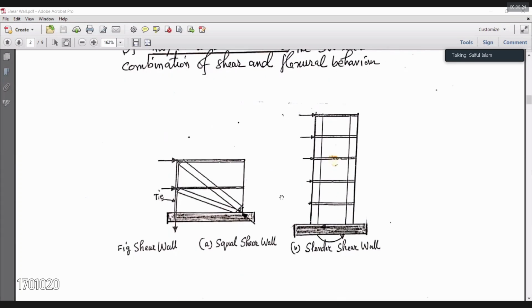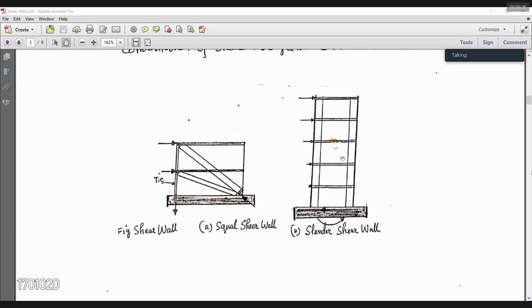Now here is the figure: this is the squat or short shear wall, and this is the figure for your slender or long shear wall. If the load is acting in this direction, an overturning moment will be developed, and the addition of these forces will be the total shear force acting at the base of the wall, which is known as your base shear. Similarly, for the short or squat shear wall also, the forces will generate like this.